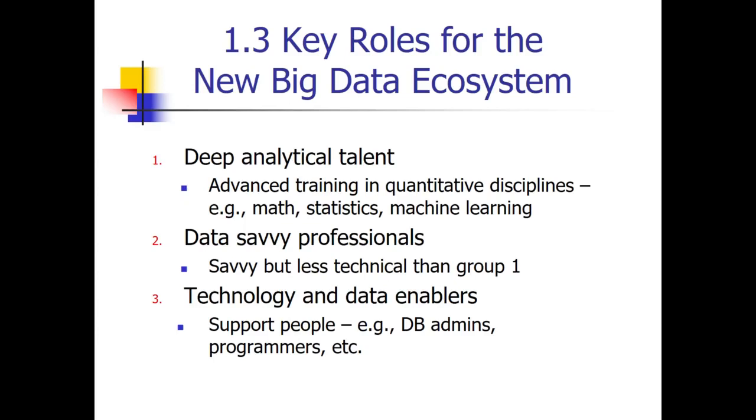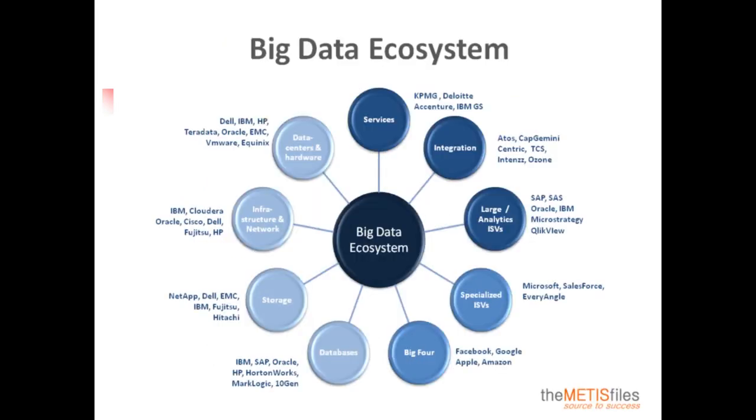Technology and data enablers. These people come under database administrators and programmers. Everyone who is in touch with technology comes under this technology and data enablers category. So these three play major roles in the big data ecosystem. The same thing I have represented in terms of a picture. So this is our pictorial representation of the big data ecosystem.